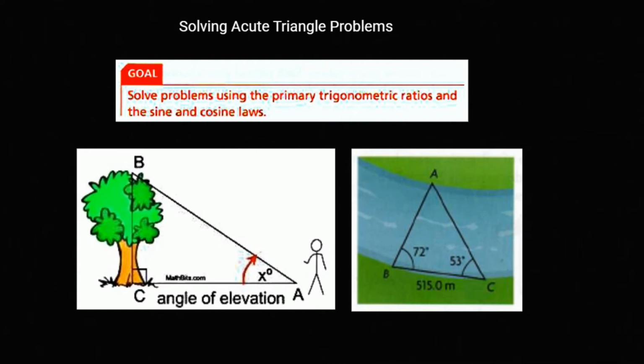In this video, I'm going to talk about how to solve acute triangle word problems. The goal is to solve problems using primary trigonometric ratios and the sine and cosine law. Okay, let's look at the first question.